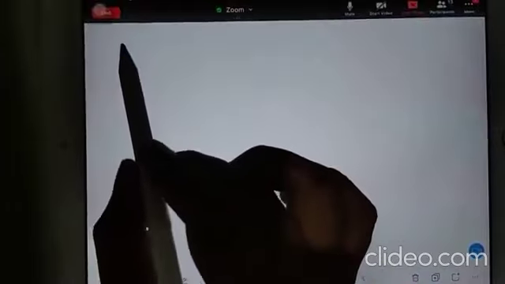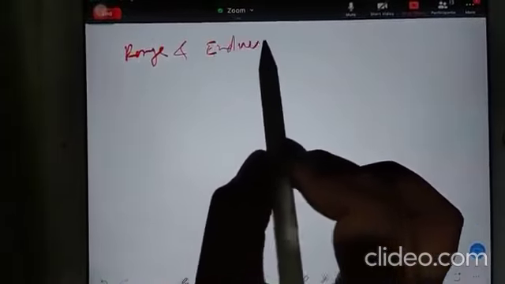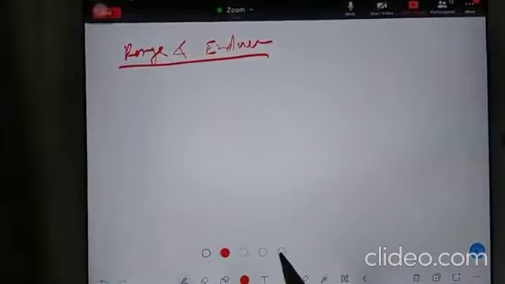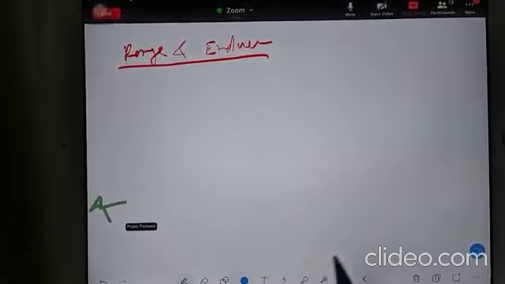Now, in case of range and endurance, you have some theory. When you talk about types of range, then you have safe air range, still air range, gross still air range, those things. So quickly I will give you the idea about the range. What is safe air range?